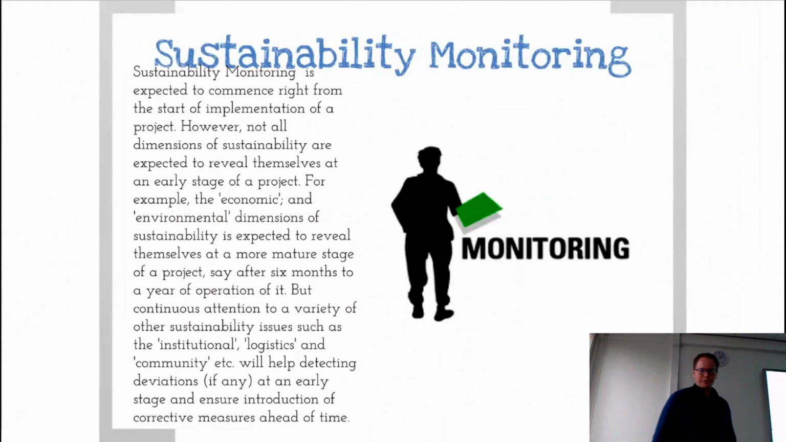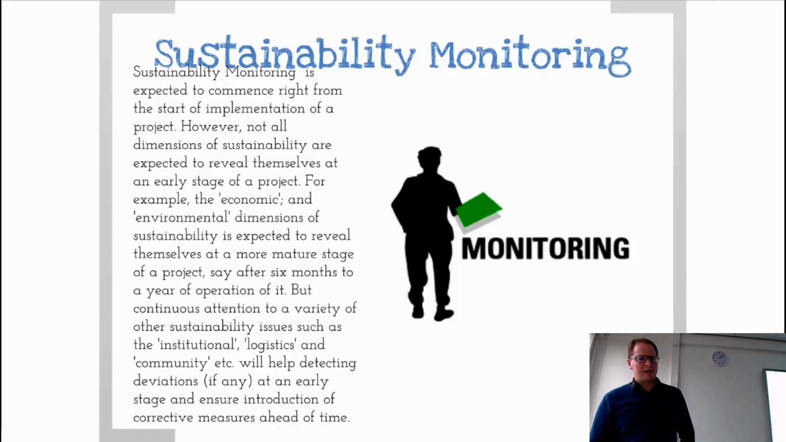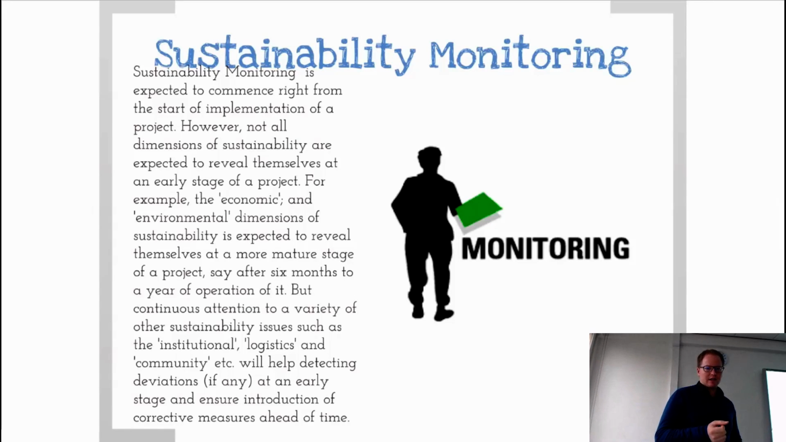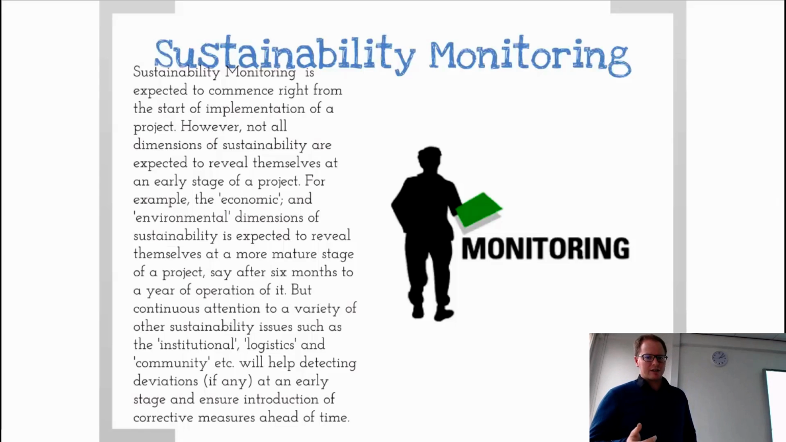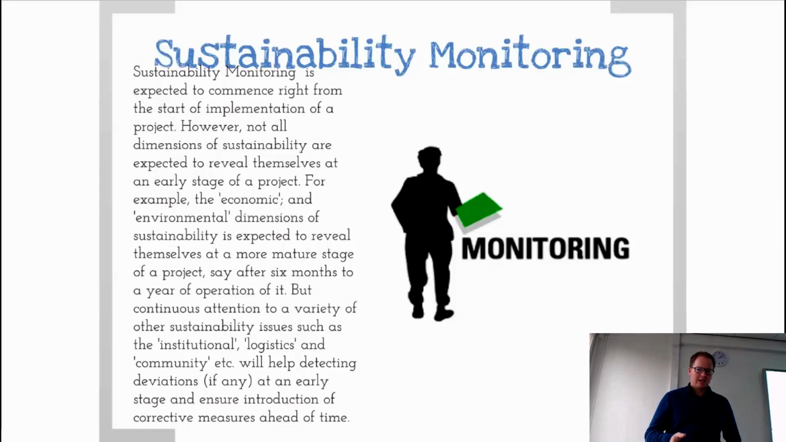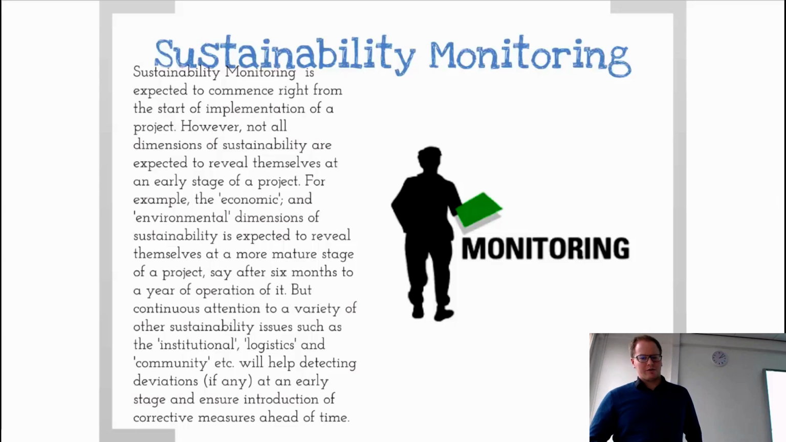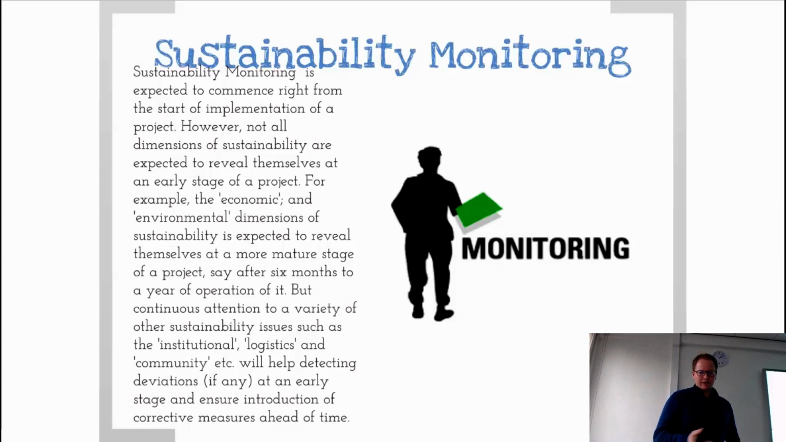Okay, but so sustainability monitoring is expected to commence right from the start of the implementation of a project. However, not all dimensions of sustainability are expected to reveal themselves at the early stage of the project. So for example, the economic or environmental dimensions of sustainability are expected to reveal themselves at a more mature stage of a project, say after 6 months to a year of operation of it. But continuous attention to a variety of other sustainability issues such as the institutional or logistics and community will help detect deviation, if any, at an early stage and ensure introduction of corrective measures ahead of time.